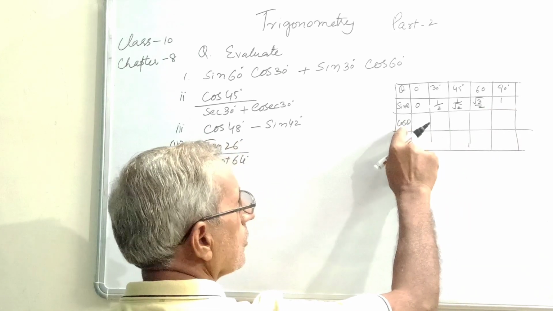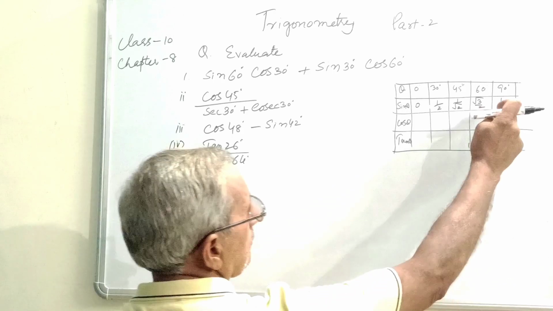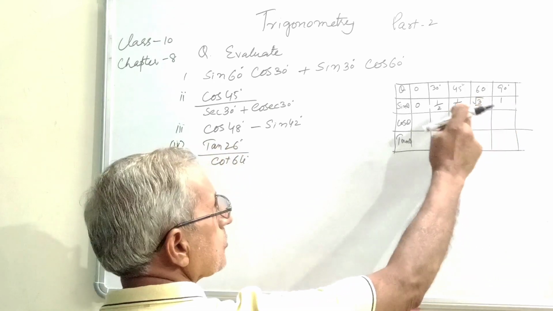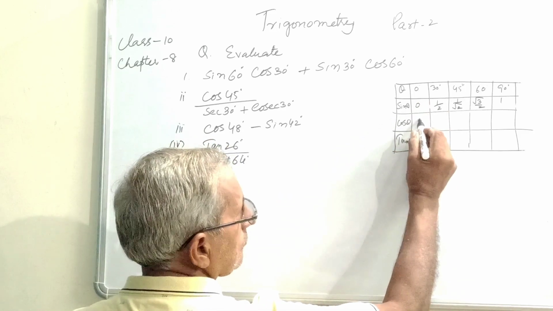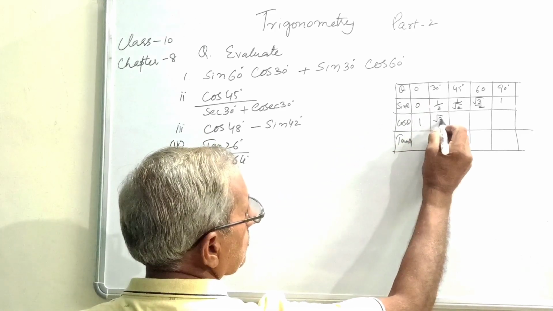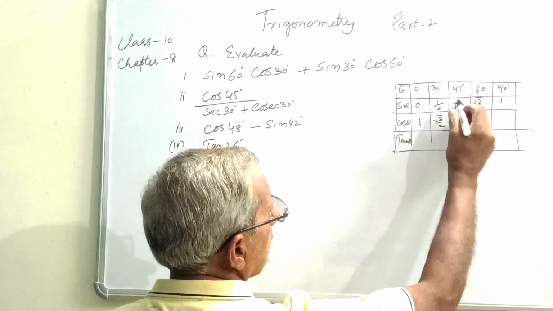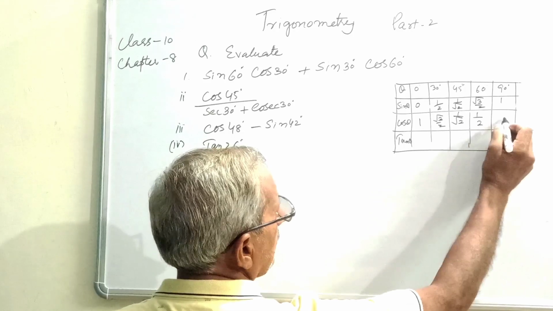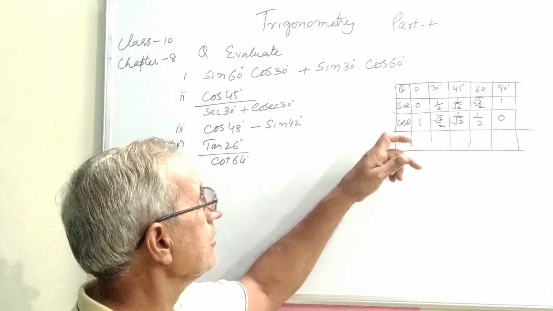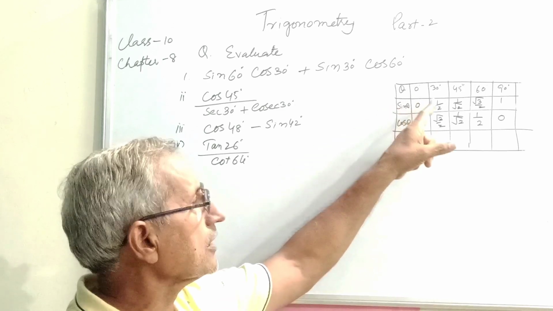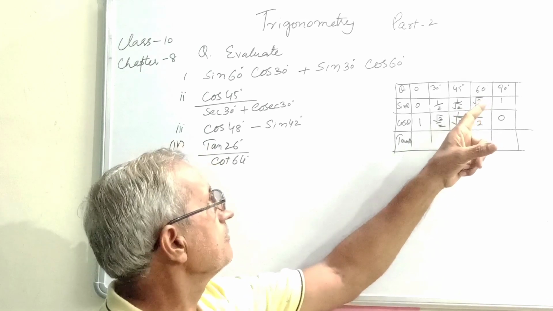Now start with cos theta in the reverse direction: 1, under root 3 upon 2, 1 upon under root 2, 1 upon 2 and 0. These are the standard values of theta for 0 degree, 30 degree, 45 degree, 60 degree and 90 degree.